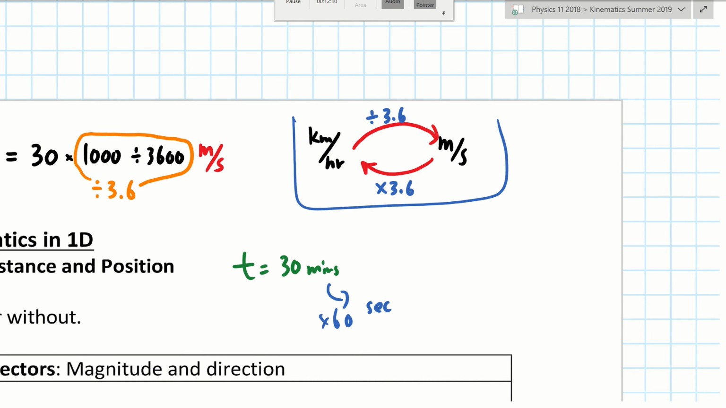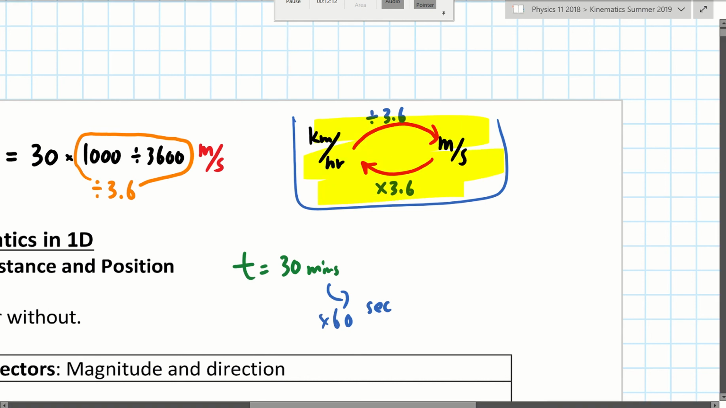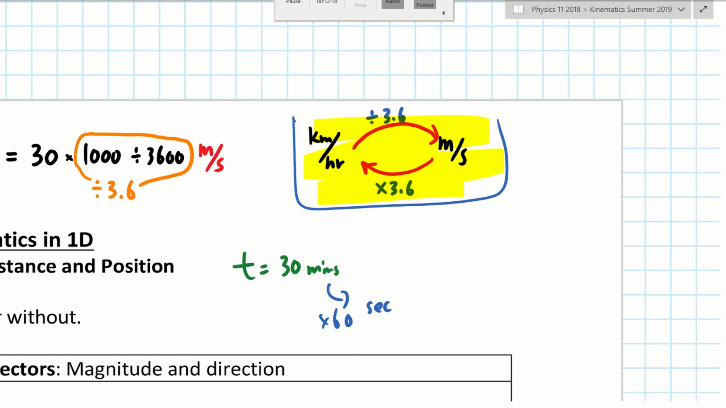Okay, so this shortcut right here, the one that I'm highlighting right now, is only good if you're converting this combo unit, km per hour to meter per second. It's only for one use and one situation only. But this situation is common enough in physics that everyone needs it. You use it all the time. Okay, so now moving on.